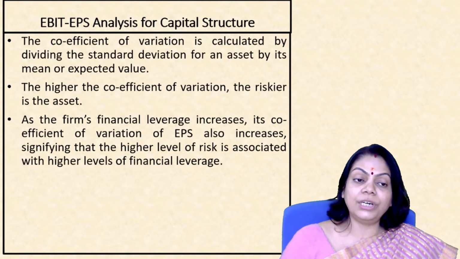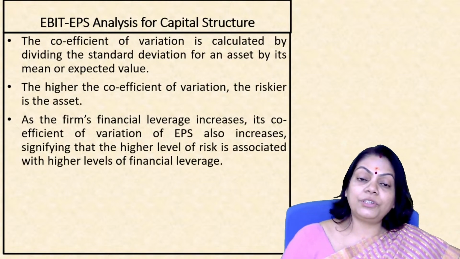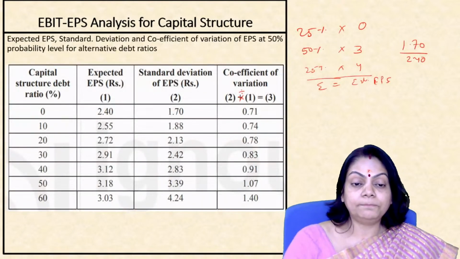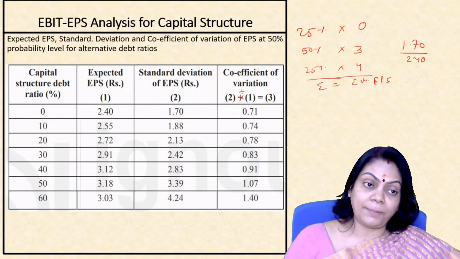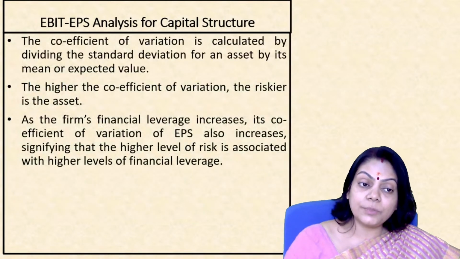This is what we just did. The higher the coefficient of variation, the riskier is the asset. So, see, the highest coefficient of variation was in case of 60% of your capital structure. So that is the riskiest proposition.